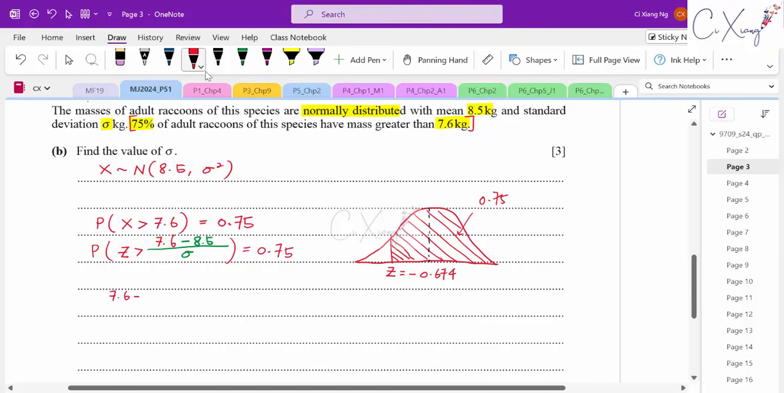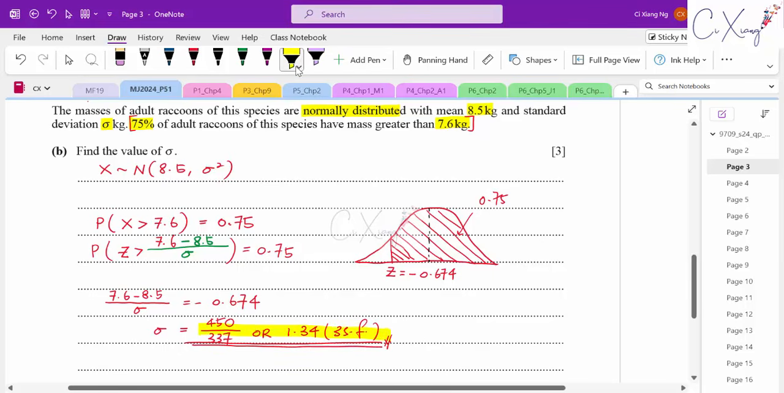And you know that this value of z in your formula is equal to negative 0.674. Yeah, so from here, very easily, you can get the value of sigma. So if you try to simplify, the original fraction form should be 450 over 337. Or you can make it into a decimal number, with 3 significant figures, so 1.34. Alright, so this is how we solve question number 2.